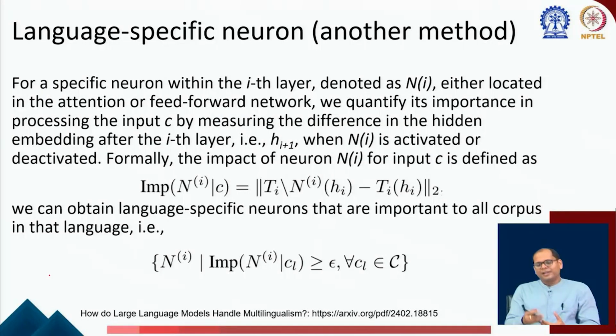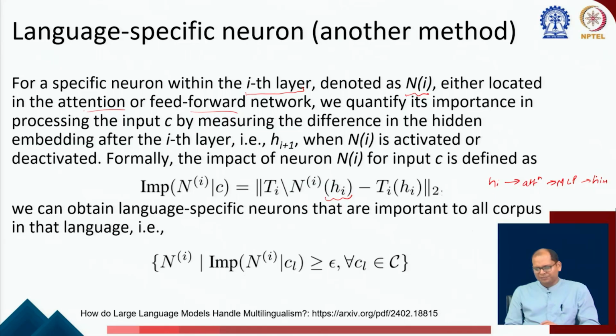Okay. So then they identify another method for finding language specific neurons. They say, okay, let us say we have the ith layer. Now, take a particular neuron in this ith layer. Now, they further said it can either be in the attention layer or in the feed forward layer. Now, how do I quantify its importance in processing the input? So they say, okay, we can do it very simply. Let us say we have the layer input Hi. I will first apply the self attention, then I apply the MLP, and then I get the Hi plus 1.